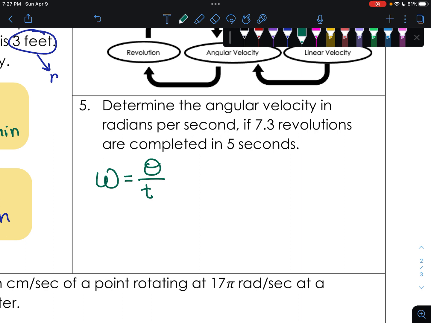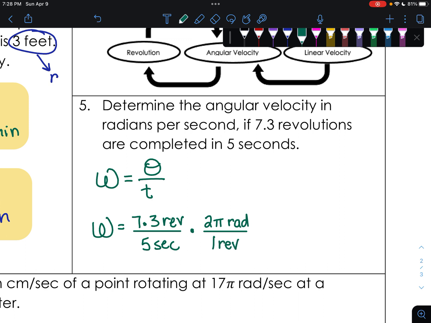So what it told us is that it's making 7.3 revolutions in 5 seconds. So we have the revolutions over seconds. The only thing we need to do is convert it to radians. So in 1 revolution, there are 2 pi radians. This allows us to cancel out the revolutions.